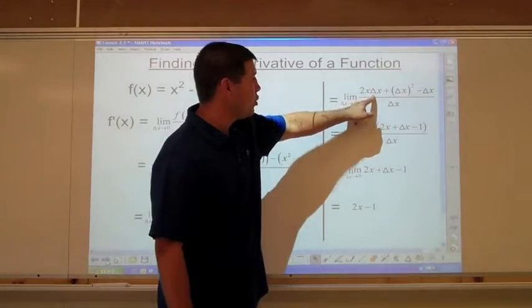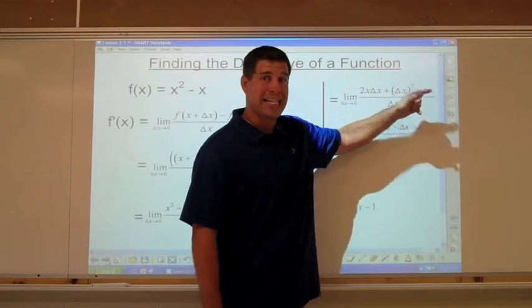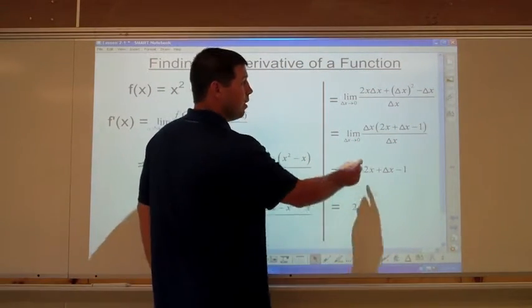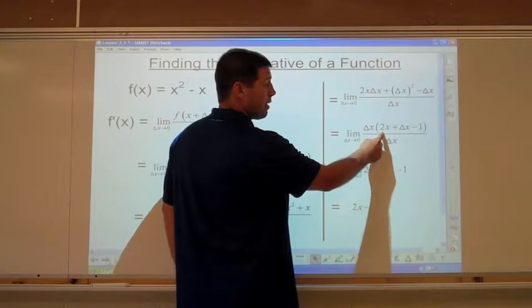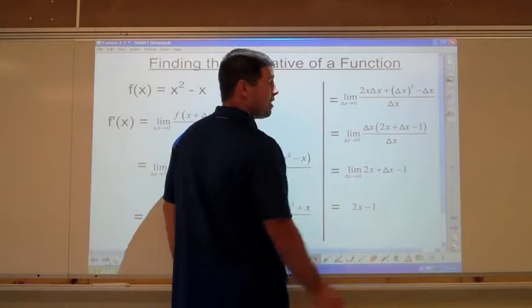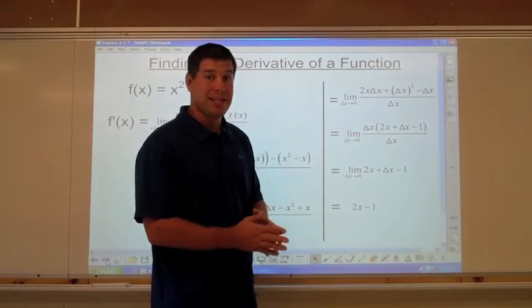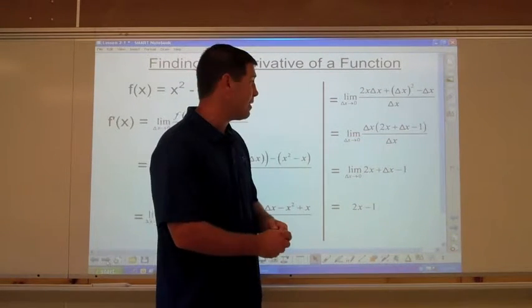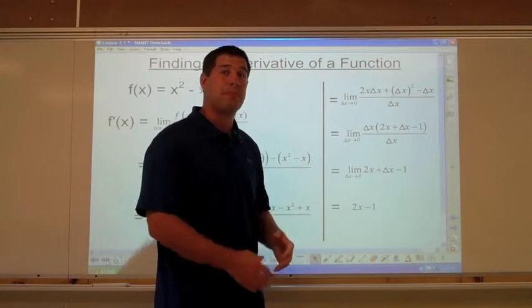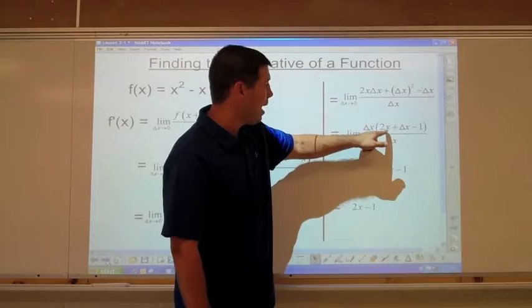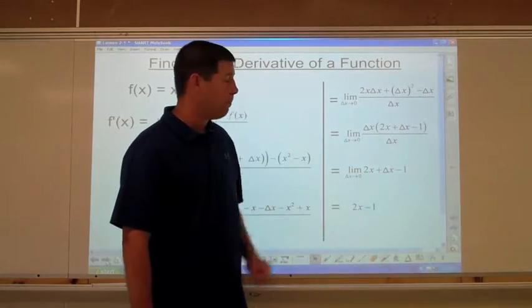Have a delta x in this term, delta x in this term, delta x in this term. You want to factor out a delta x. So you have delta x times 2x plus delta x minus 1, all over delta x. Now this is nice because this is where we can cancel a delta x and we'll no longer have to worry about direct substitution giving us an indeterminate form. Delta x is canceled, so you're left with 2x plus delta x minus 1.